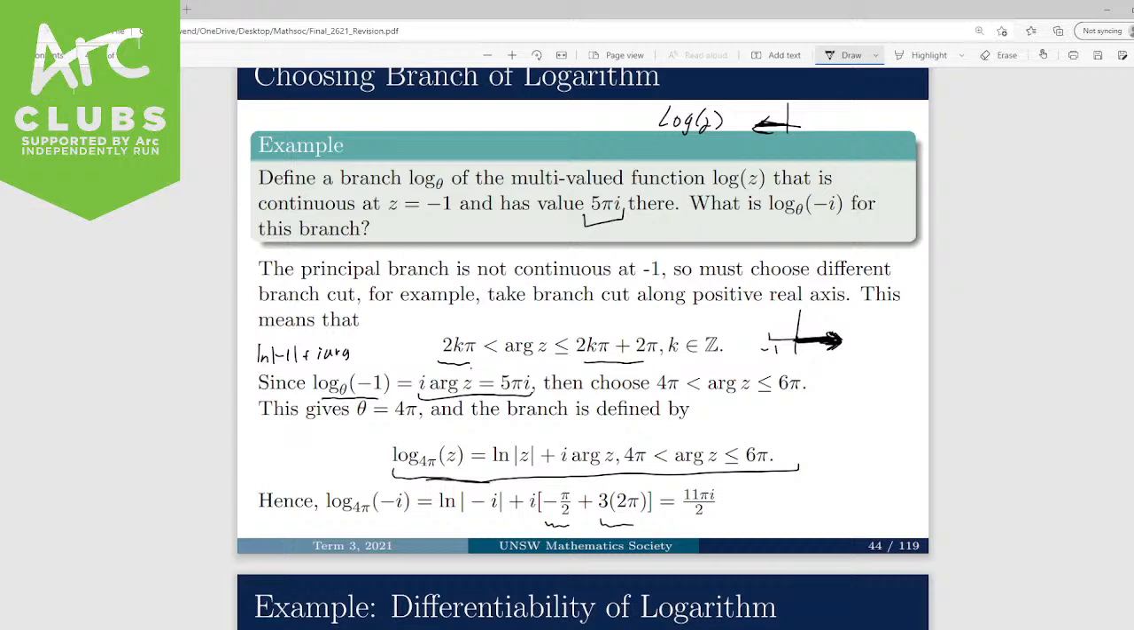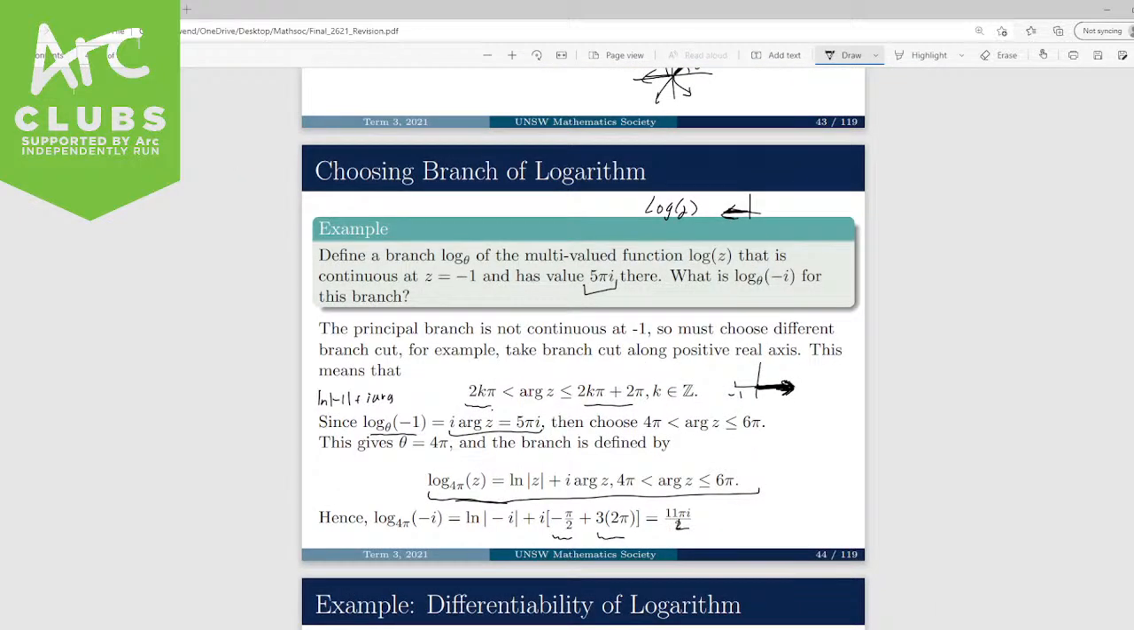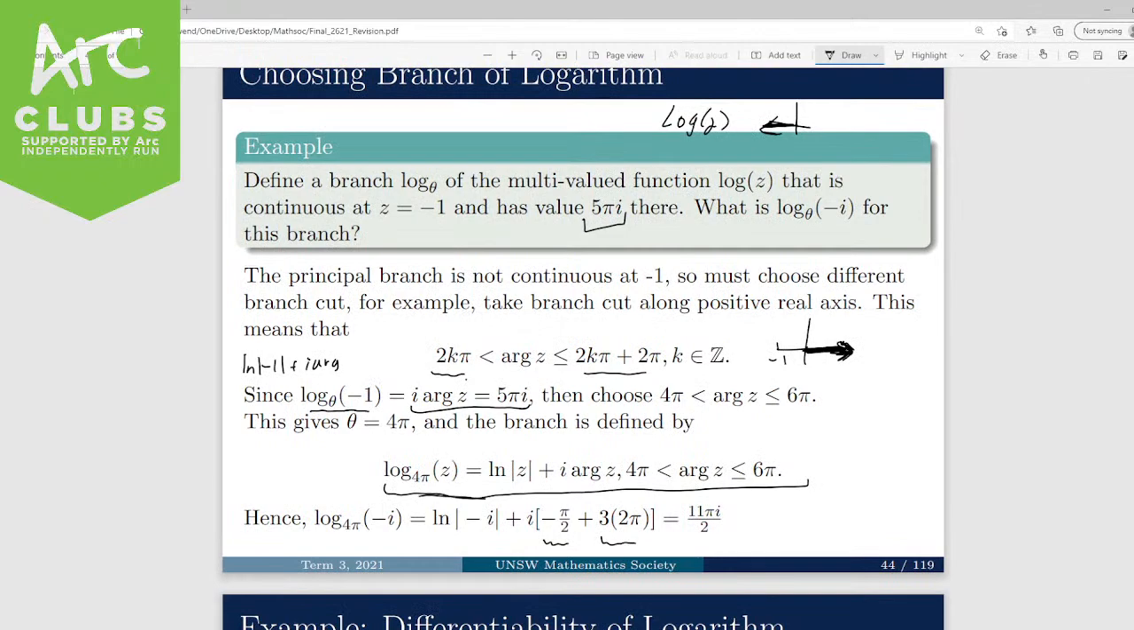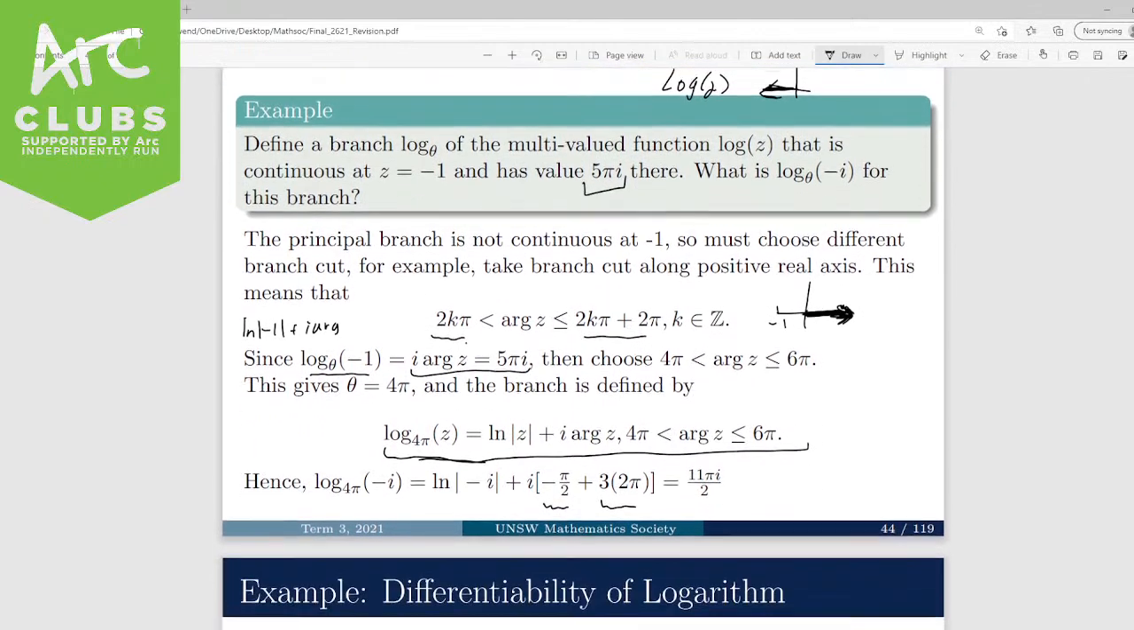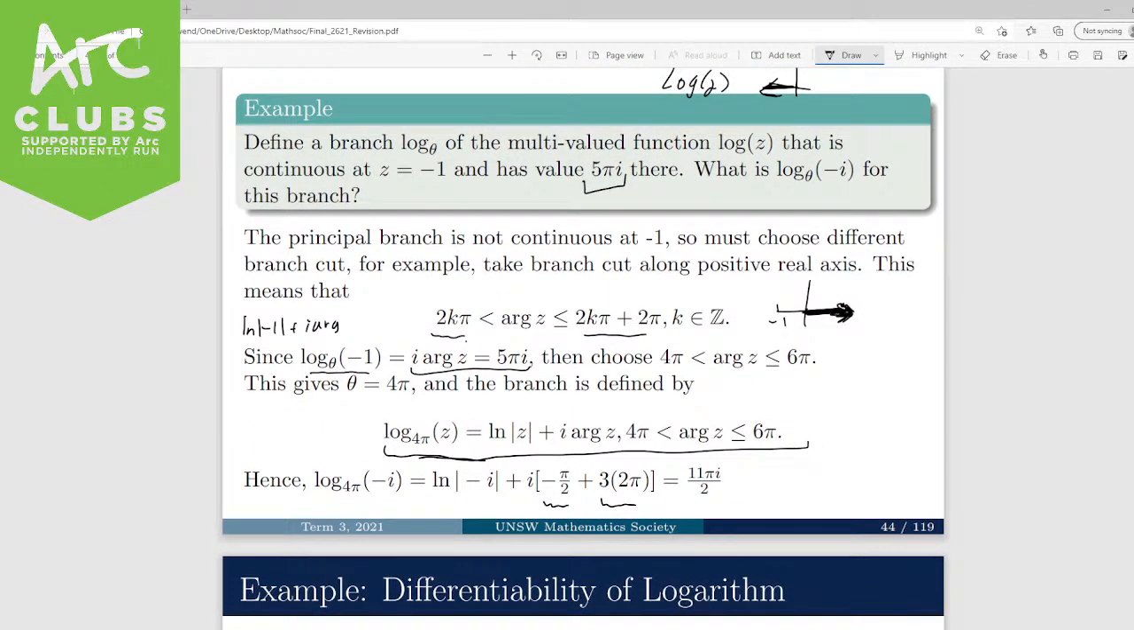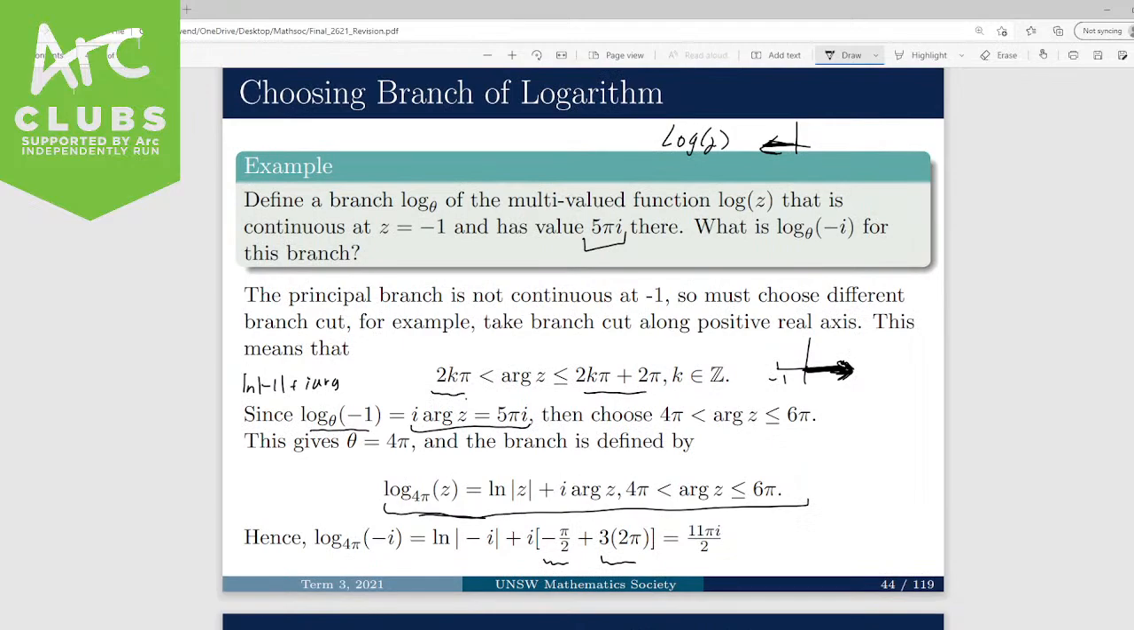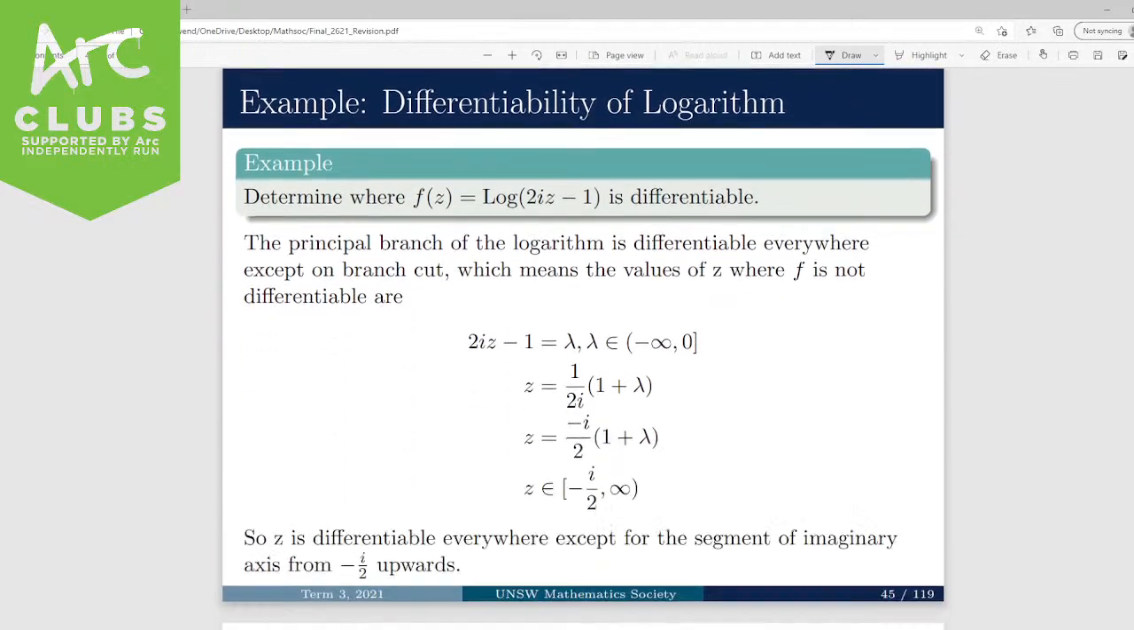So in this case, you just need to add 6 pi. And then you'll be at 11 pi on 2, which fits nicely into your argument of z restriction. And you get 11 pi on 2, according to the choice that you've made. Yep, so there's choosing a branch of your logarithm. To be fair, it's a pretty funky question, just because we tend to use the principal branch.